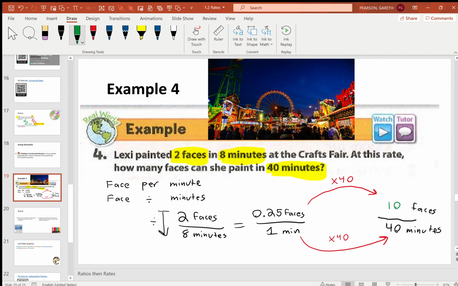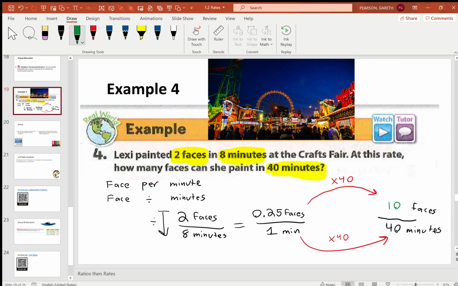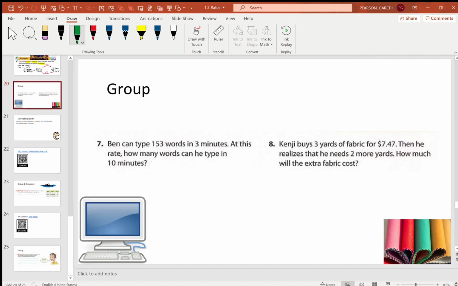Again, notice what we did. We found the unit rate, 2 faces in 8 minutes. We divided down. We got 0.25 faces in 1 minute. And then instead of 1 minute, we wanted to find out how many she can paint in 40. So we just multiplied by 40. 0.25 times 40 gave me 10 faces. And now, to be honest, let's do one more. Just one and we're done.